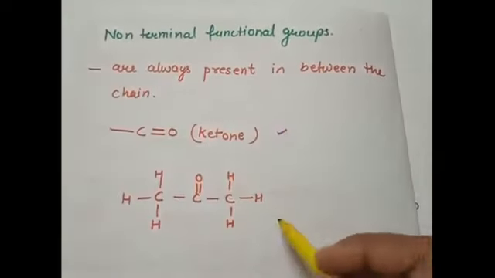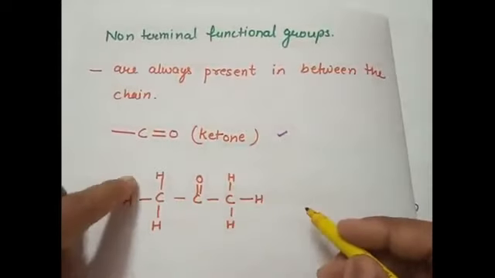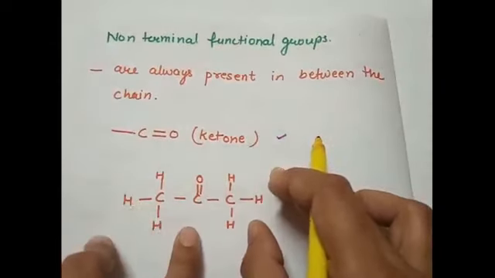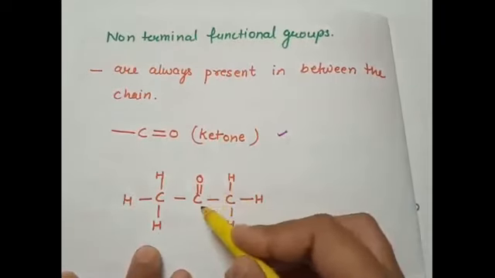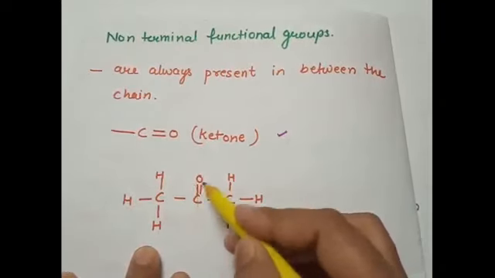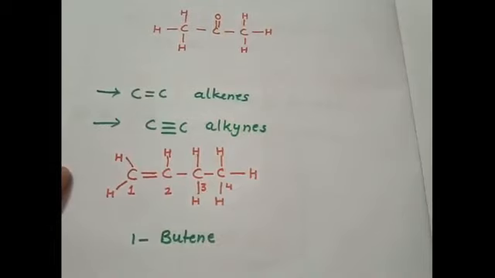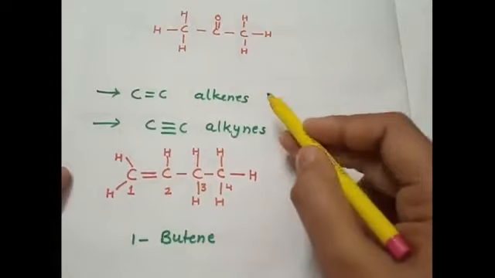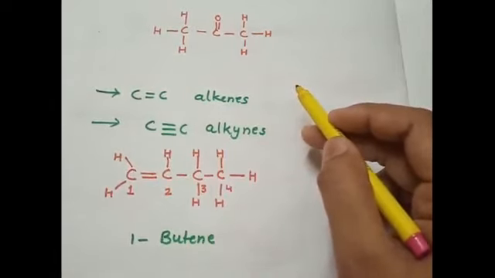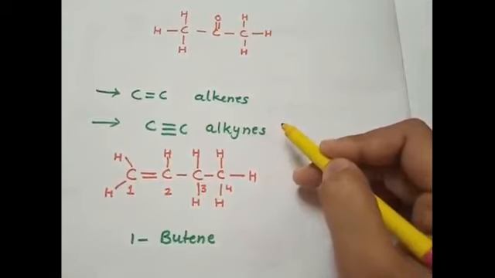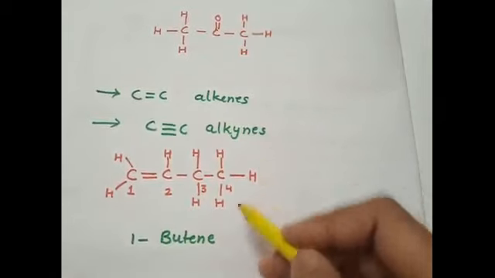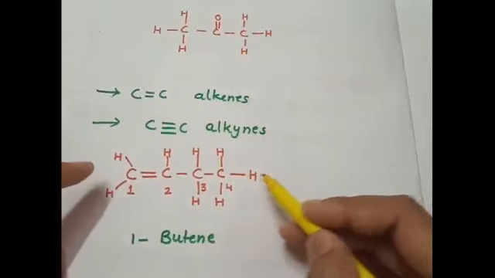ketone. So ketone, we have already done one example, CH3, and in between the chain of two carbon atoms, we have attached the functional group C double bond O, that is ketone. Along with the terminal and non-terminal functional groups, we have some functional groups which can be attached either at the end of the chain or in between the chains. For example, alkenes, that means carbon is having a double bond with carbon, and alkynes, which are carbon triple bond carbon. So for example, we have a chain of 4 carbon atoms.